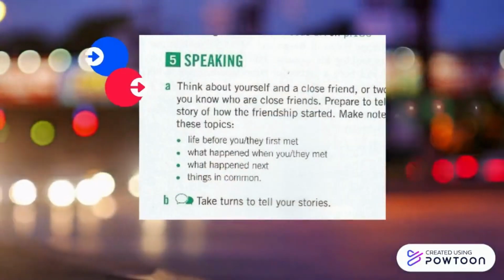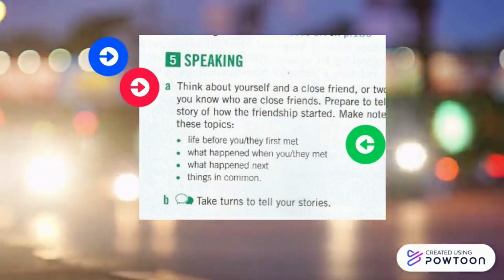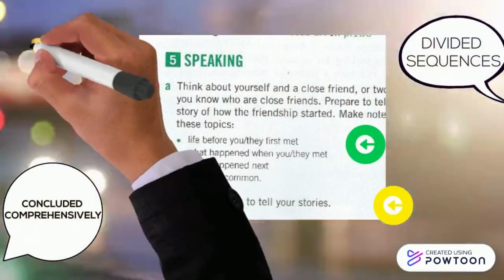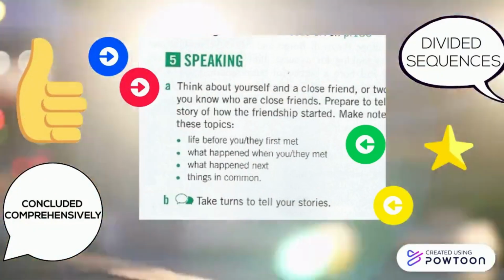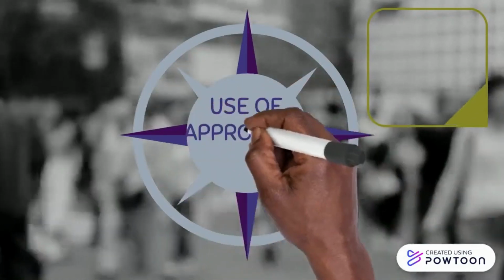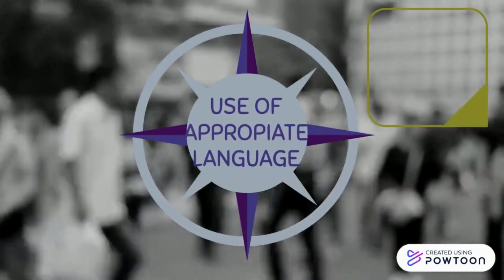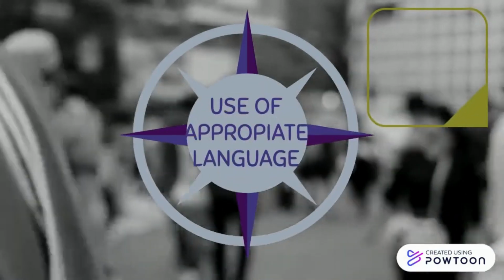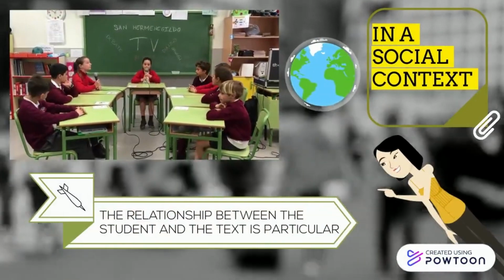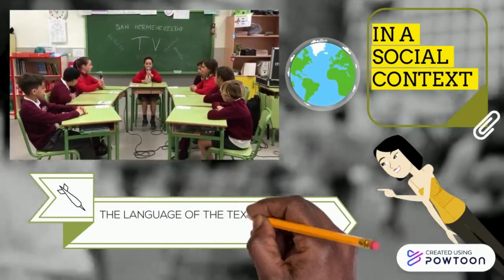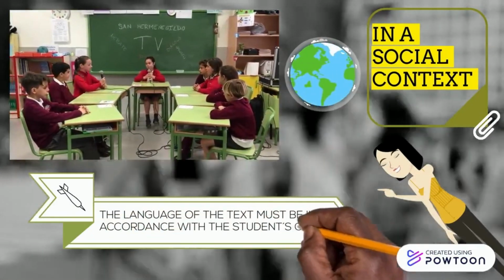The activity has a preset text format to follow, as the points to follow are perfectly divided to conclude in a comprehensive way. 6. Is used according to the particular audience, since the context is social because of the relationships that exist between the learner and the text. Therefore, the language of the text goes accordingly.